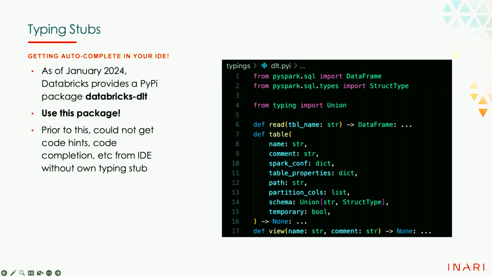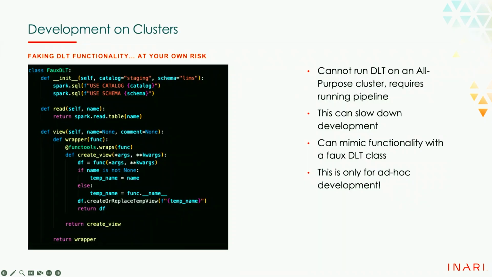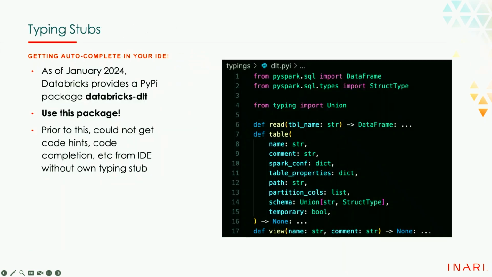But that being said, at the beginning of the year, Databricks actually provides that package now. It's databricks-dlt. I highly suggest that if you're developing in DLT and doing PySpark, you use this package. It is very well done. We've removed our stub from our code base at this point because what they've done is so much better.